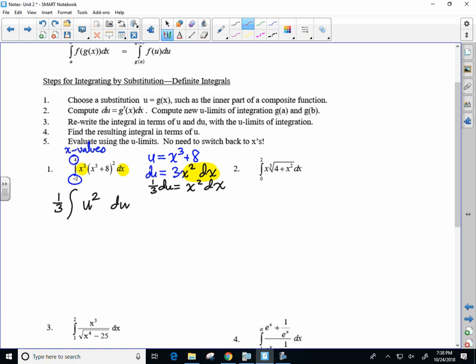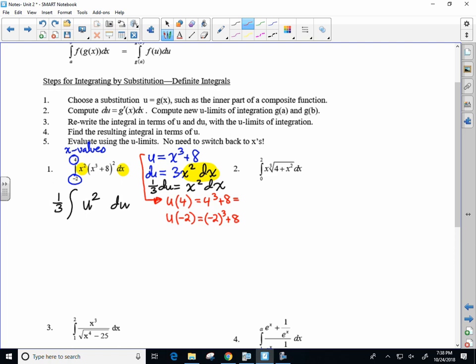So what do we do? We take our u function, because that's a relationship between x and u, find what u would be if x is equal to 4, and find what u would be if x was equal to negative 2. 4 cubed plus 8, negative 2 cubed plus 8.